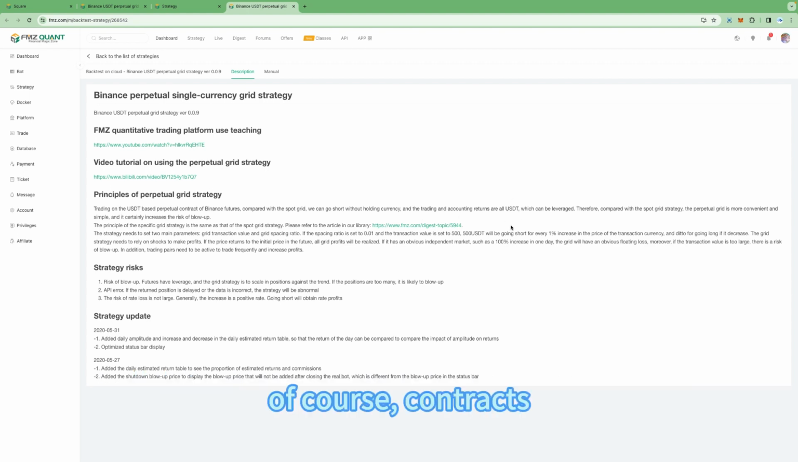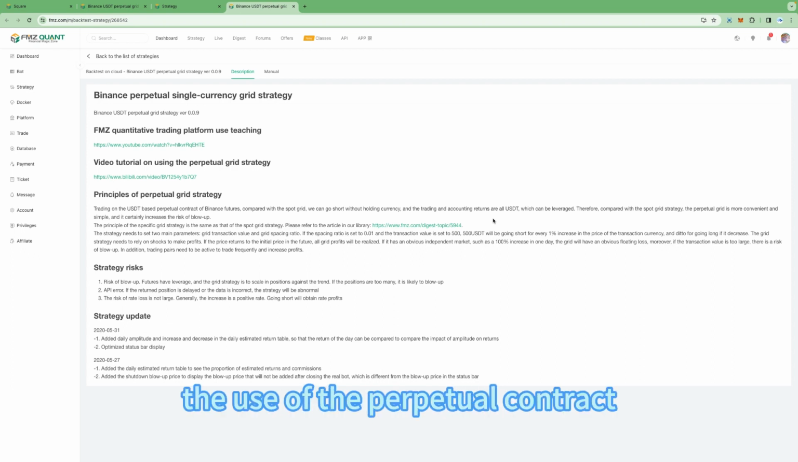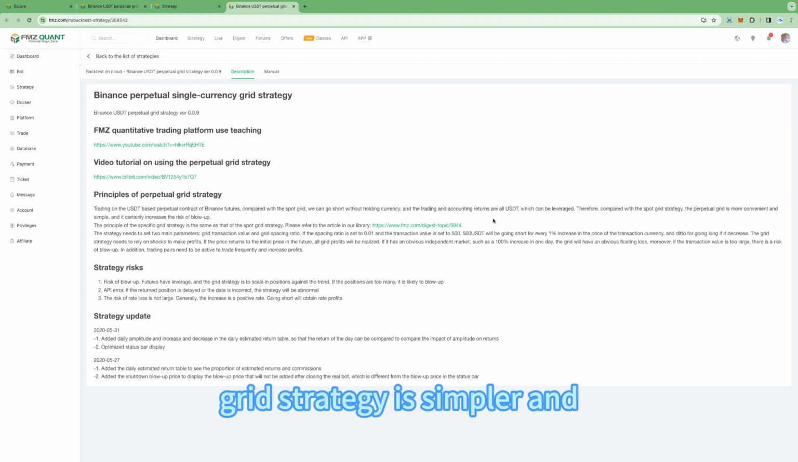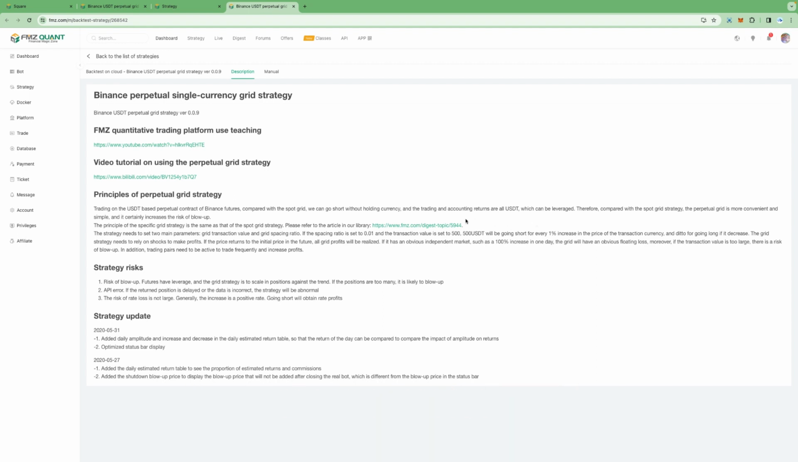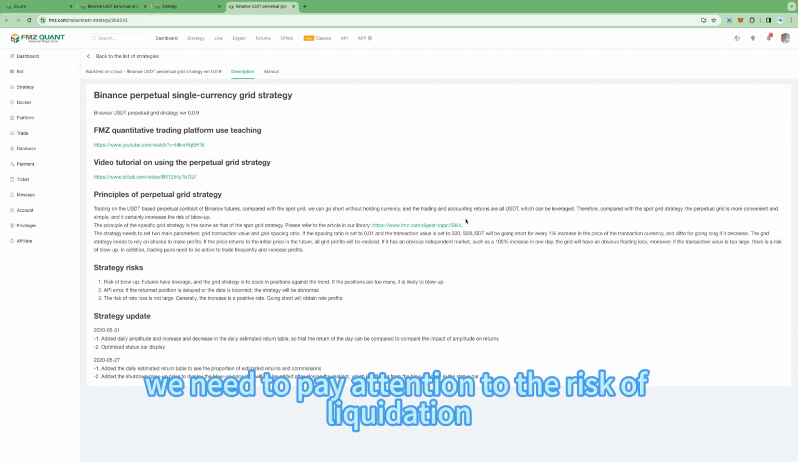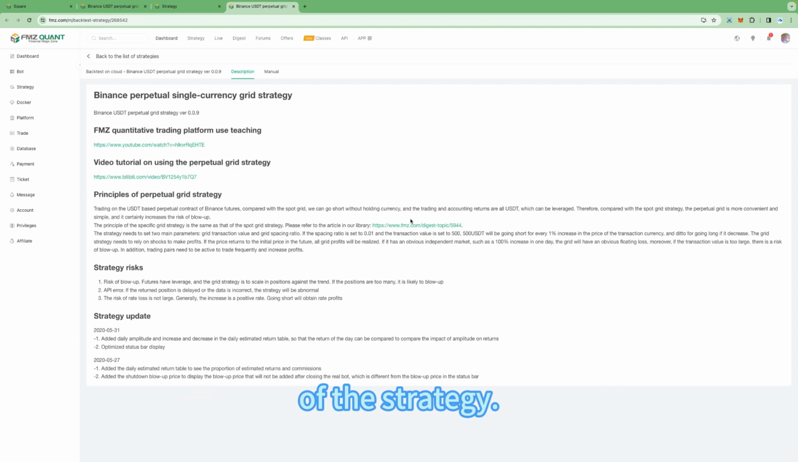Of course, contracts can also have some leverage, and compared to the spot grid strategy, the perpetual contract grid strategy is simpler and more convenient. However, we need to pay attention to the risk of liquidation of the strategy.